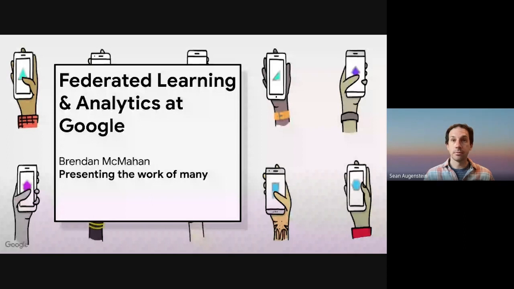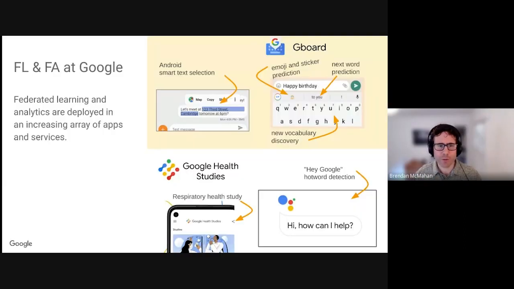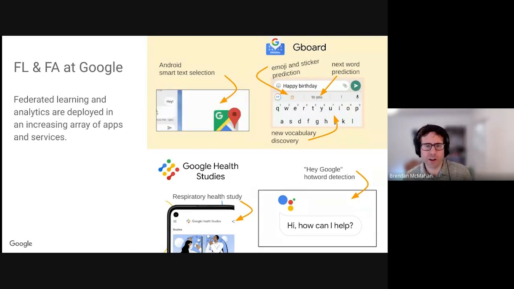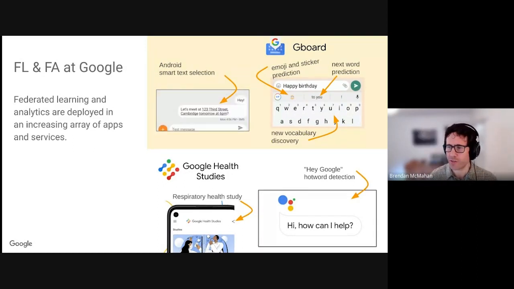Thanks for the intro, Sean. I think at this point, we all actually have a pretty good understanding of FL and its different flavors, as well as the constraints and challenges that the setting entails. And Google continues to deploy federated learning in an increasing array of apps and services. I've highlighted a few here that we've talked about publicly. So rather than talking about the basics, I want to use this talk to highlight a few recent milestones for federated learning and analytics at Google, and hopefully highlight a few interesting open research questions along the way.